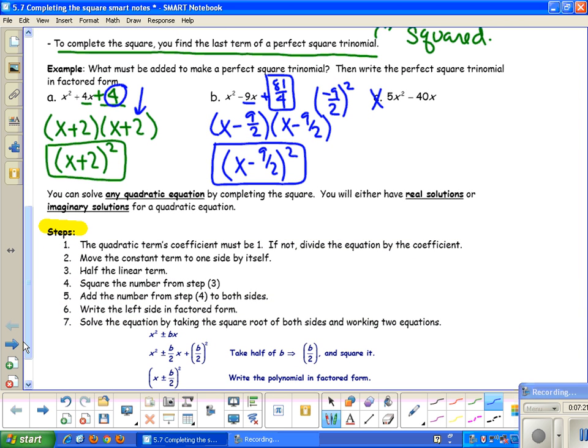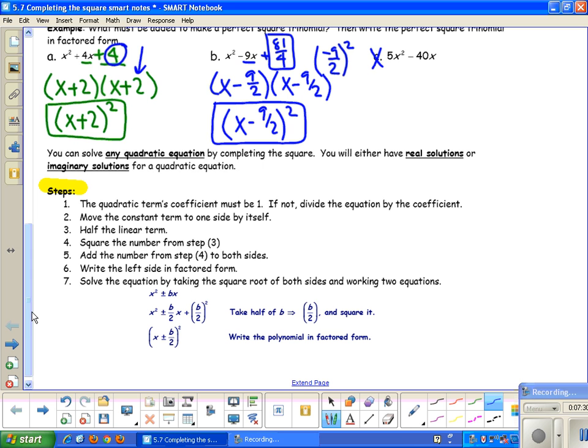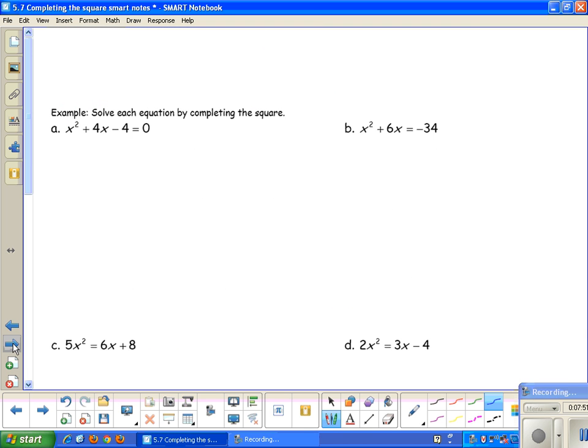So you can solve any quadratic equation, again, by completing the square. You will either have real solutions or imaginary solutions for a quadratic equation. Now, these are the steps that we're going to do in order to complete the square. So remember that the coefficient must be 1; if not, divide by that coefficient. Move the constant term to one side by itself. It's always half the linear term, and then you square the number from step 3. And then we're going to add it to both sides, and then we're going to write it in factored form and then solve the equation. Those are the next steps that we're going to do.